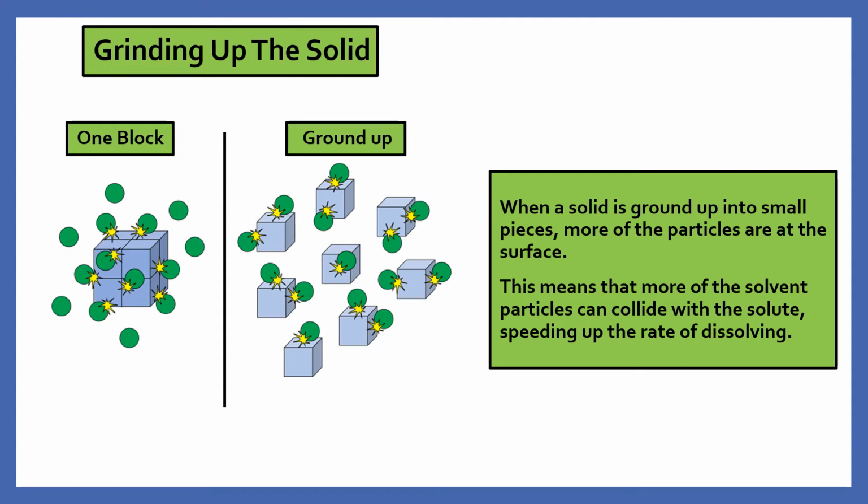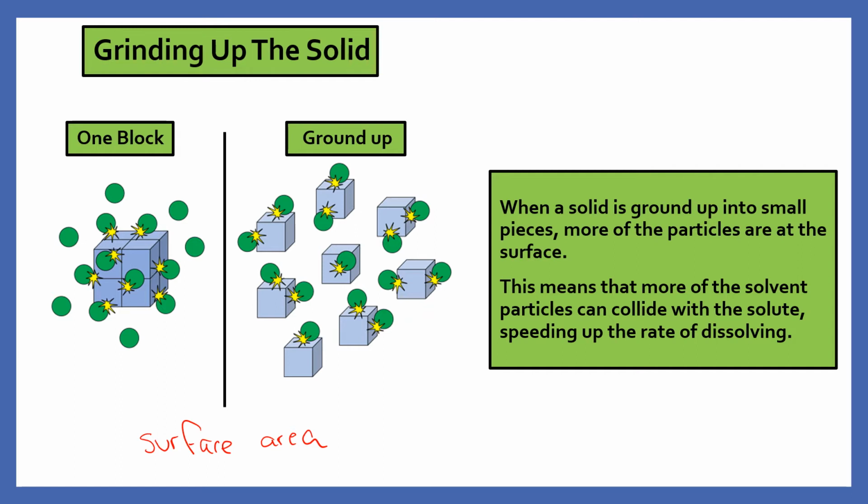So if we look at this diagram here, think of this block here as your solute and these little green circles as your solvent. In this section here, your solute is in one big block, whereas over here it's been ground up, split up into tinier little blocks. Now, when you grind something up, you increase what we call its surface area. Literally the area on the surface that is exposed.